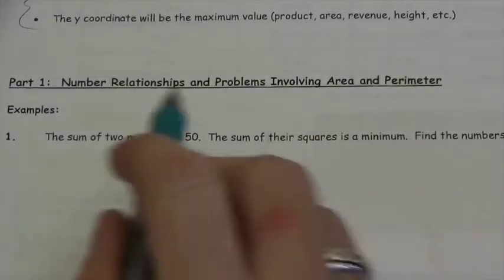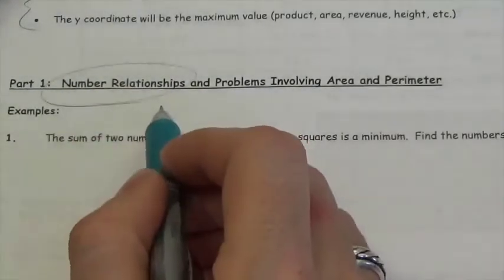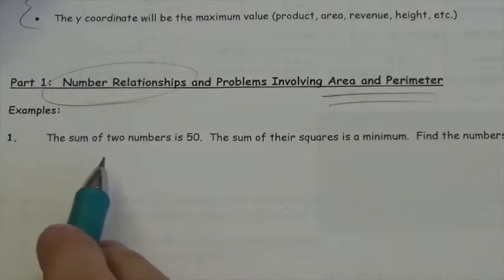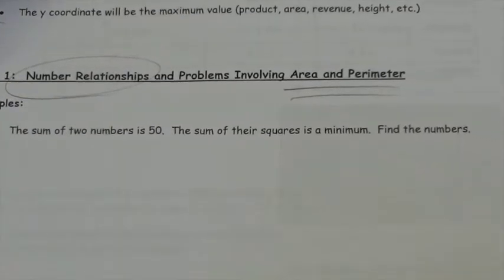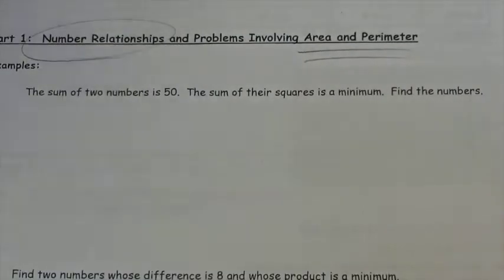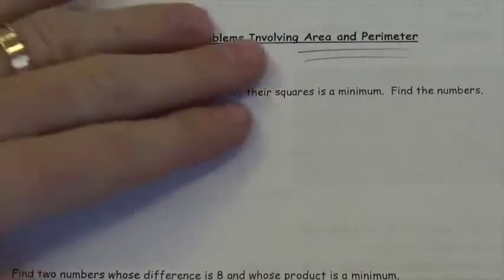All right, we're going to start by looking at number relationships and then problems involving area and perimeter. So here we go, we're just going to jump in. The sum of two numbers is 50. The sum of their squares is a minimum. Find the numbers.